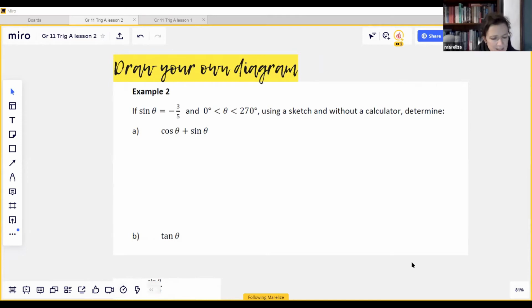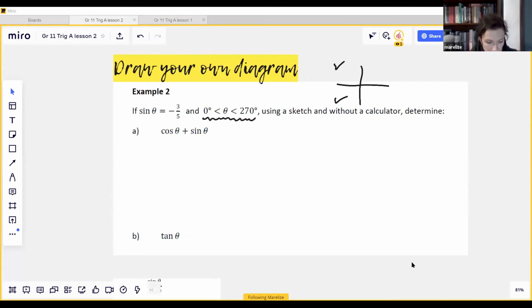Now, it says here that sine theta is -3/5. So before you start, you just need to do a bit of thinking. Maybe you draw a tiny little Cartesian plane for yourself, and think about All Stations To Cape Town, or CAST, and where sine is negative. Sine is negative in the second quadrant and the third quadrant. Okay, we can't draw sketches in both quadrants. That is why this piece of information is here.